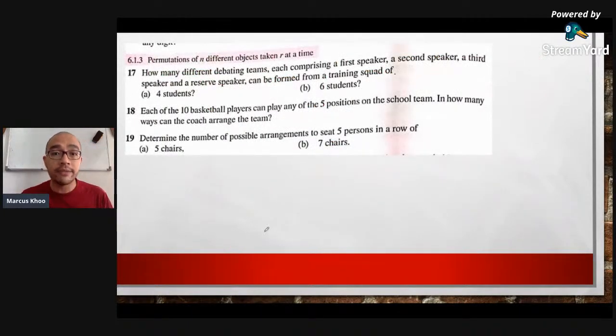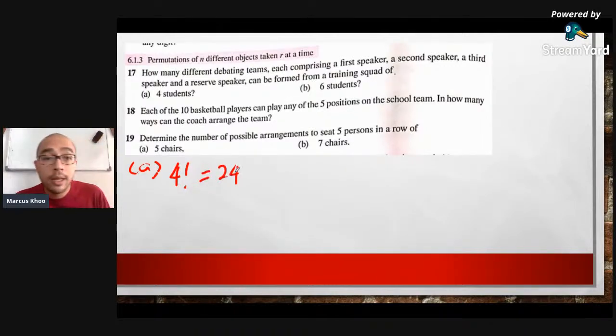Let's take a look at question 17. How many different debating teams, each comprising a first speaker, second speaker, third speaker, and a reserve speaker, so your team has 4 people, can be formed from a training squad of 4 students? Think about it. You have 4 students and you want to pick 4 people to form the team. So 4 pick 4 means you pick everybody. So the answer will be 4 factorial. We use factorial because you want to pick everyone. Don't bother wasting time with that. 4 factorial will be 24.